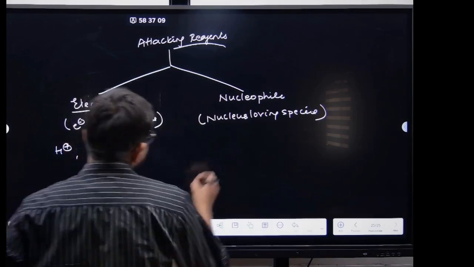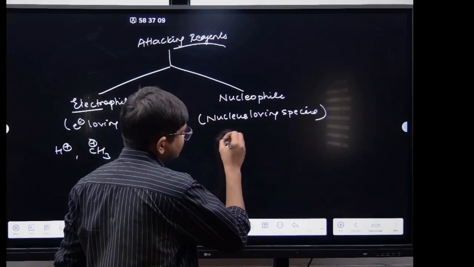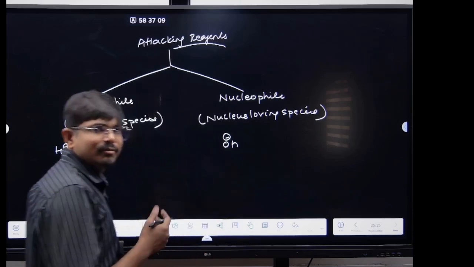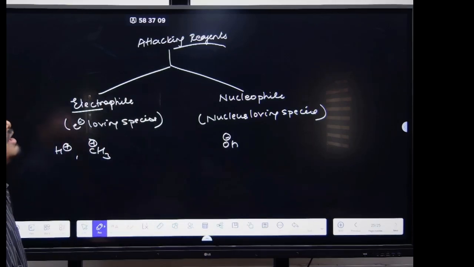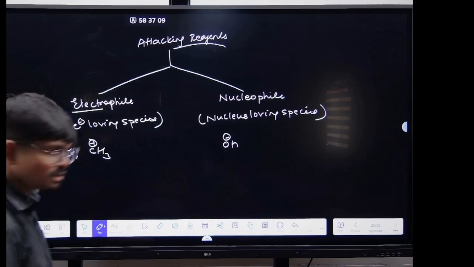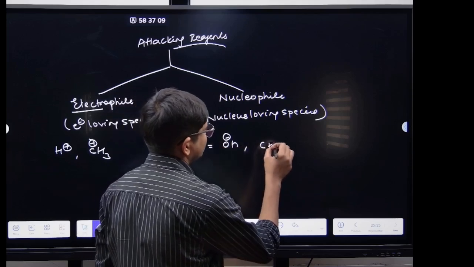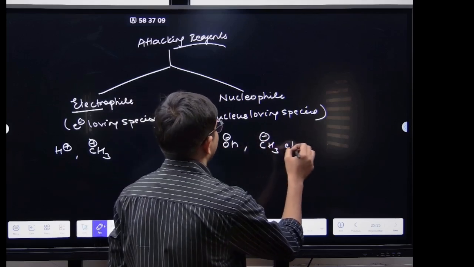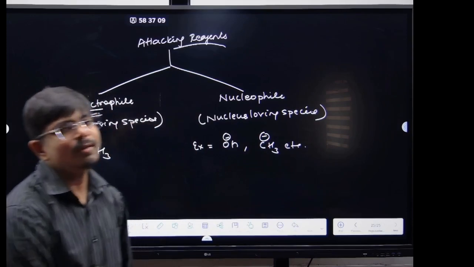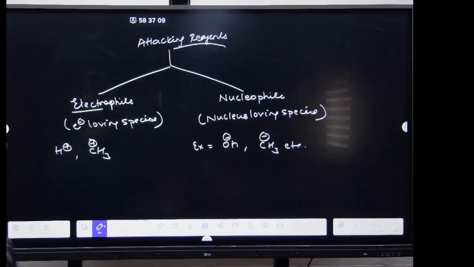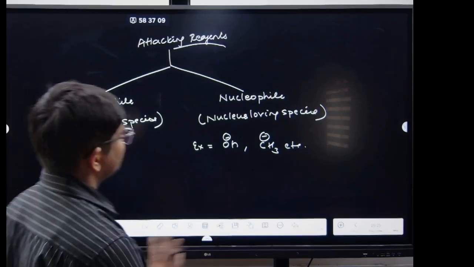For example, you have OH minus, isn't it? So it will have more electron density and hence it will attract the electron density towards it. So this will be a nucleus loving species. For example, CH3 minus all fall under the category of the nucleophile. Now this is clear, right?